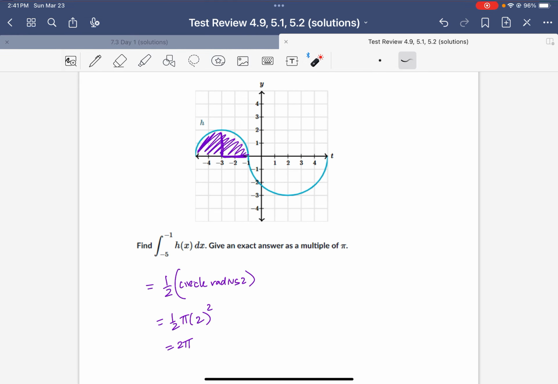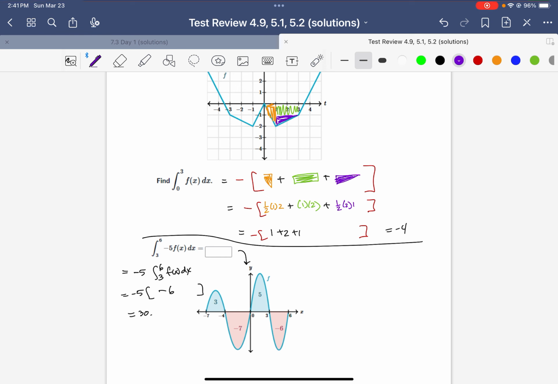Finding the area from negative 5 to 1. That's just a circle of radius 2, but we have half of it. So I need to know that the area of a circle is pi r squared. I will not give you that on an exam. So that's that.